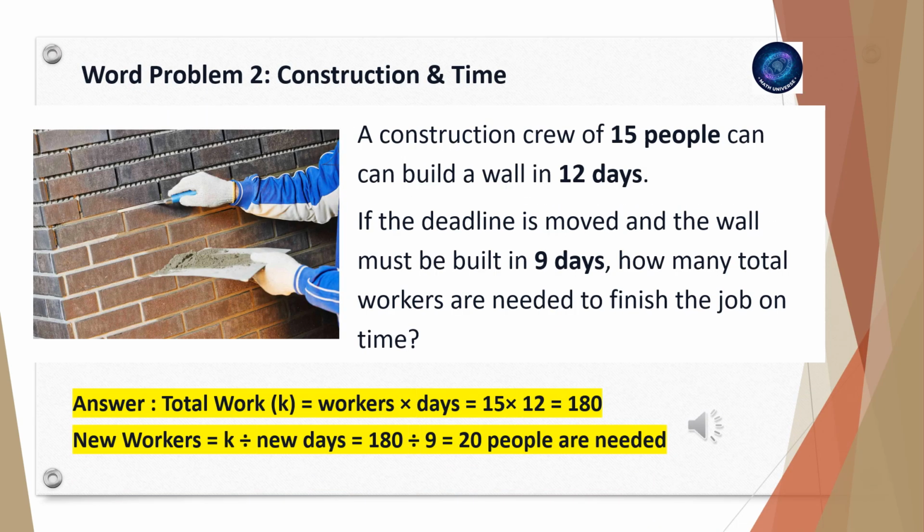Construction deadline. A crew of 15 workers finishes a wall in 12 days. To finish in 9 days, we calculate the constant and divide by the new time requirement. We find that 20 workers are needed.